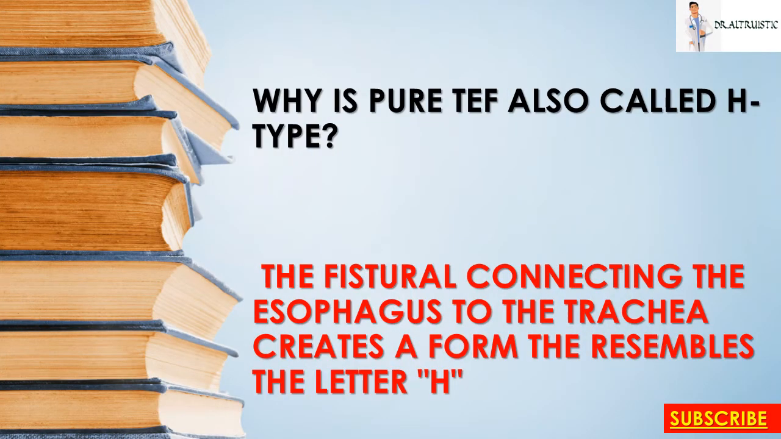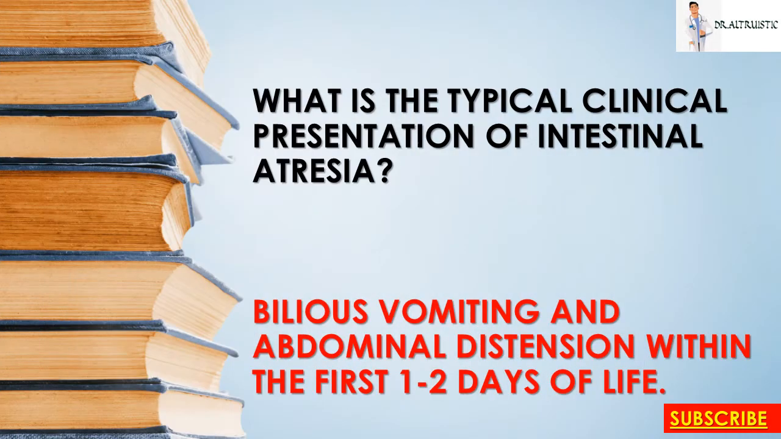Why is pure TEF also called H-type? The fistula connecting the esophagus to the trachea creates a form that resembles the letter H. What is the typical clinical presentation of intestinal atresia? Bilious vomiting and abdominal distension within the first 1 to 2 days of life.